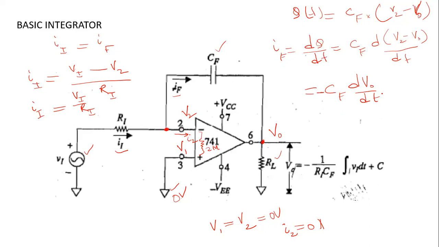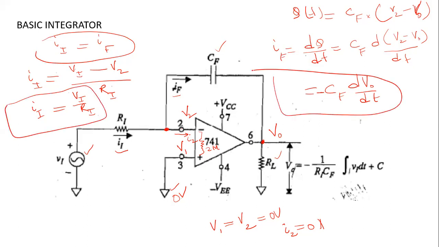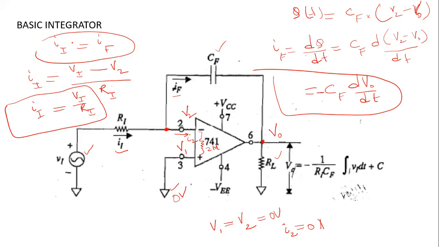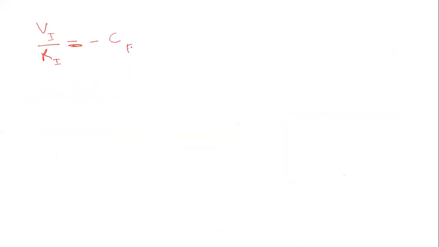Okay. Now, if you apply this Kirchhoff relation, what you're going to get out of these two expressions here is that Vi upon Ri is equal to minus Cf dV0 upon dt. So your dV0 upon dt will be equal to minus 1 upon Ri into Cf Vi.